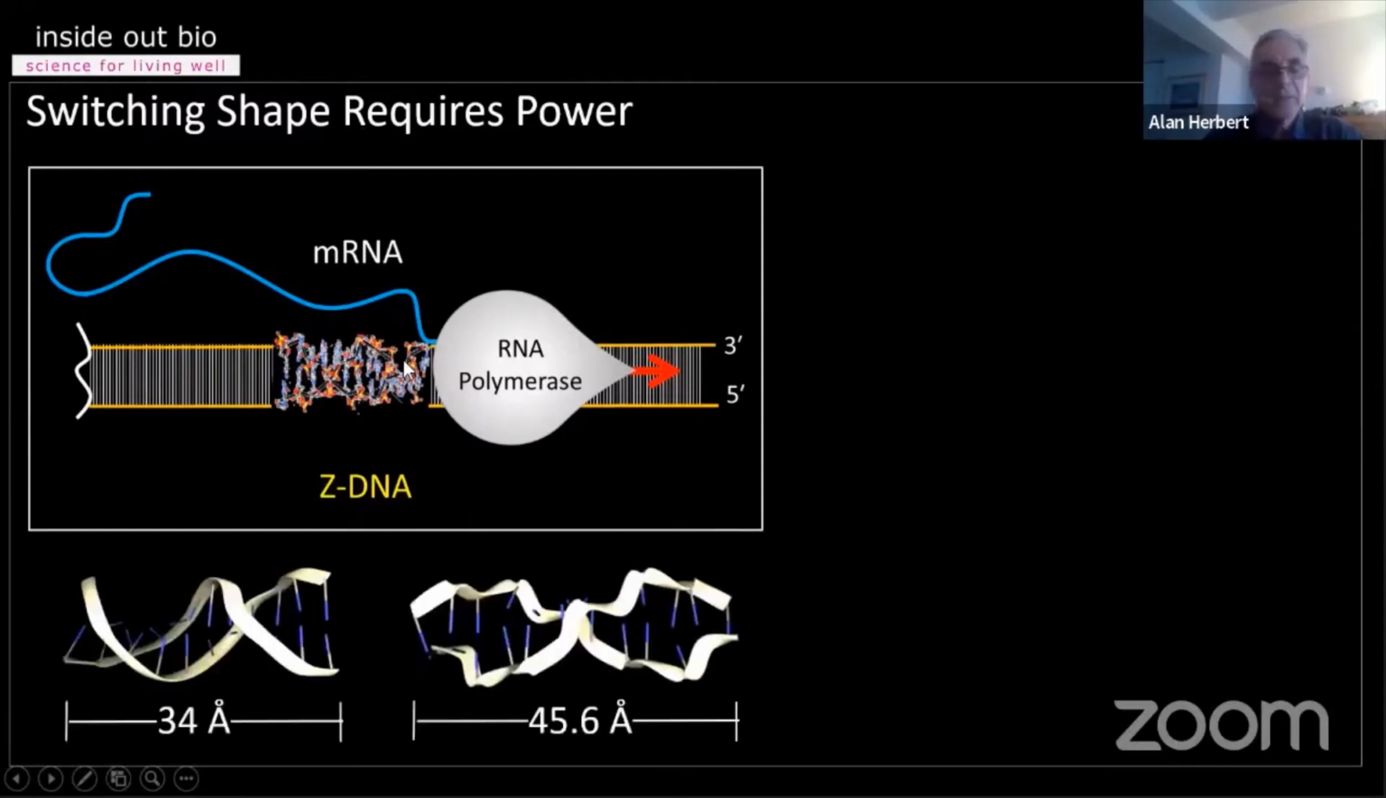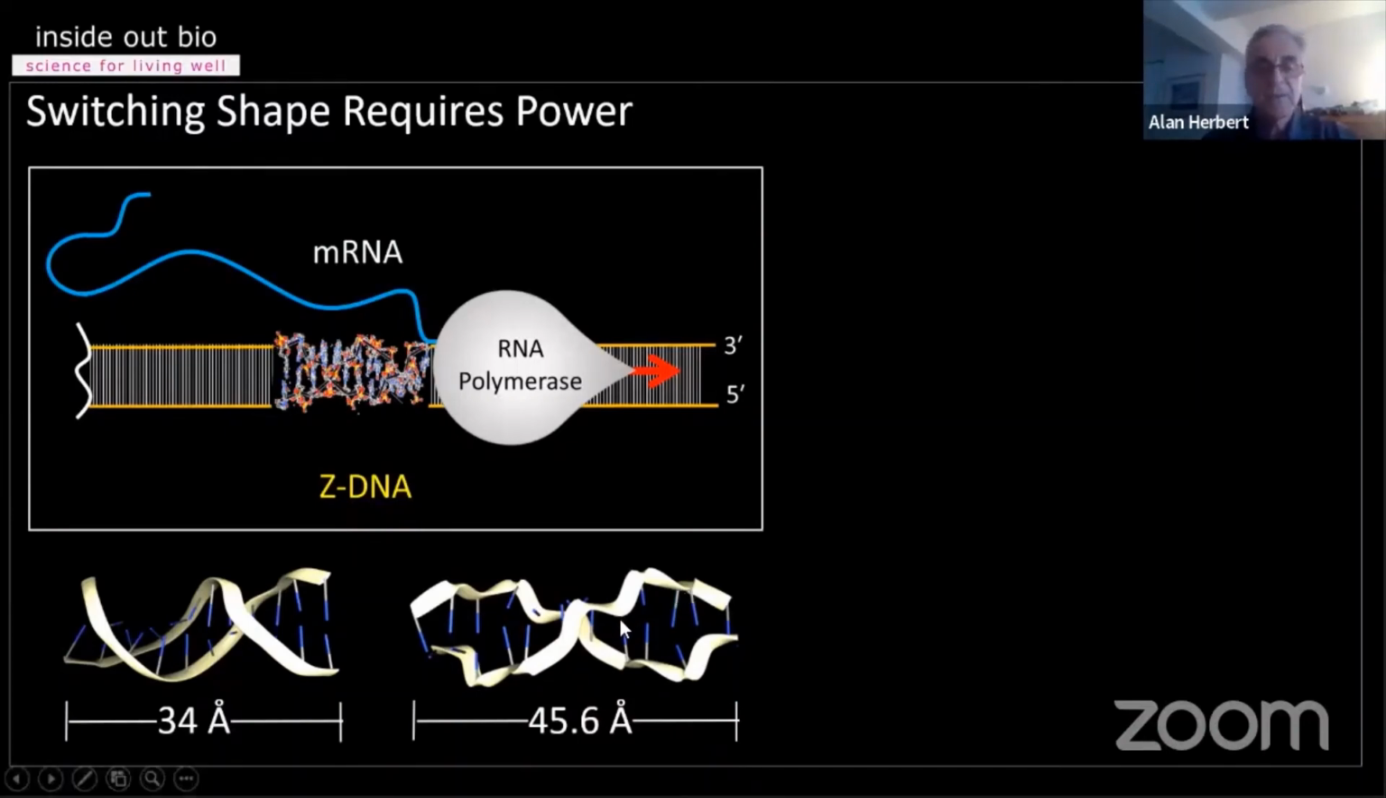Another way of doing it is actually by stretching DNA. So if you have a helicase that stretches the DNA, so it pulls on the end, that also introduces tension in the DNA, and you can relax that tension by flipping from B to ZDNA. And the reason the tension is relaxed is because BDNA is 34 angstroms long and ZDNA is 45.6 angstroms long. And so by doing the flip, you can make the DNA longer. And so when you try to stretch it, flipping it to ZDNA relaxes the tension that you generate.